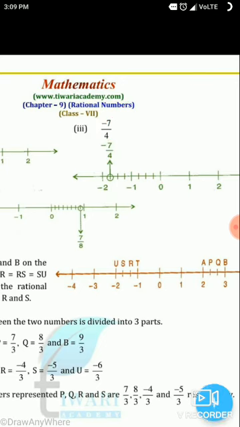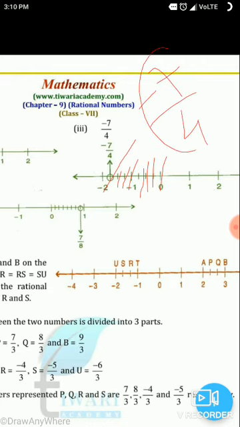And after that we have to calculate, see, first one is what? 0 upon 4, then minus 1 upon 4, then minus 2 upon 4, then minus 3 upon 4, minus 4 upon 4, minus 5 upon 4, minus 6 upon 4, and then minus 7 upon 4, which is what we required in our question. Understood? This way we will get our answer.